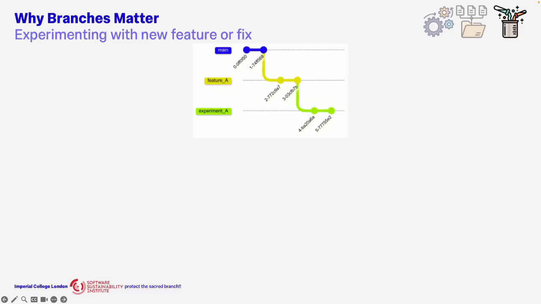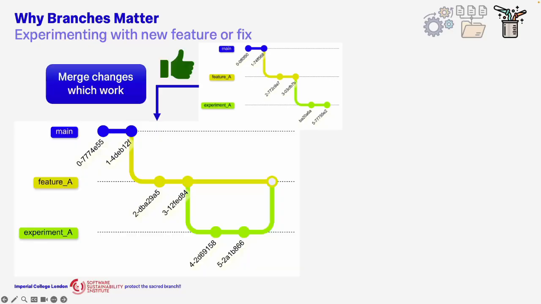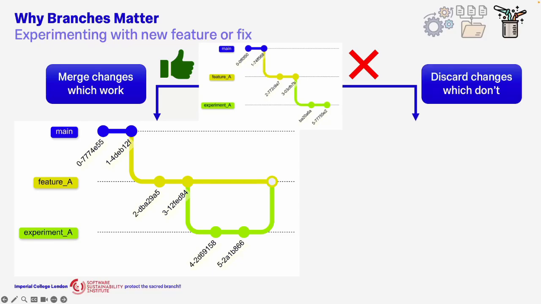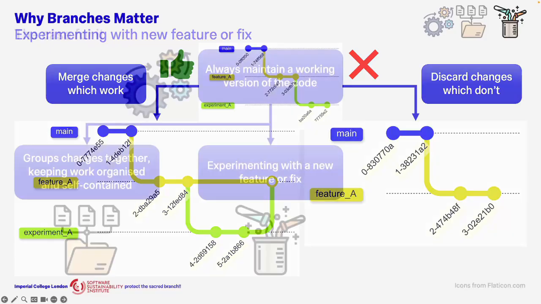What happens to this branch depends on the outcome. If the experiment goes well, then these changes can be merged back into the feature A branch. If they don't, then you can just switch back to the feature A branch and the changes will be discarded.